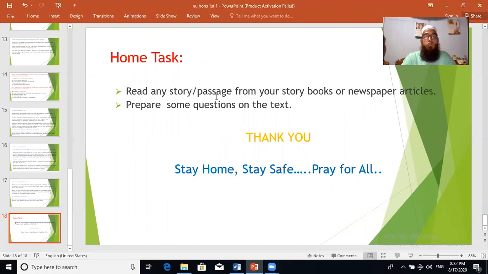So as a home task, you should do some work at home. After attending my class, you must do some work as I suggest. After this class, you must read any story or passage from your storybooks or newspaper articles and prepare some questions on the text. After reading a piece of a passage or after reading 2 or 3 passages of an article, try to make some questions yourselves on the text. If you can make some questions on the text, it means that you have understood some of the ideas or information available in the text, so that's why you can make questions. So making questions is a technique to improve your reading skills also.